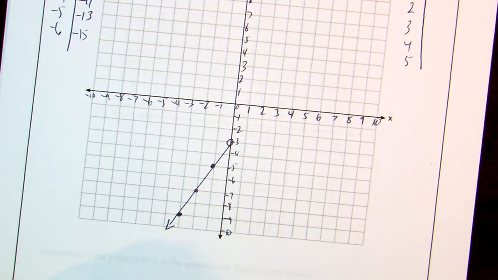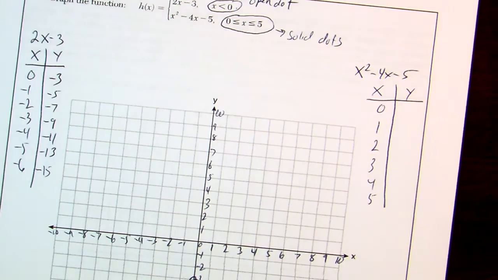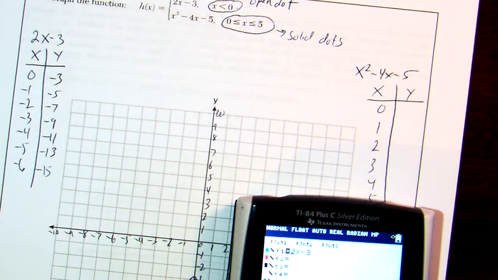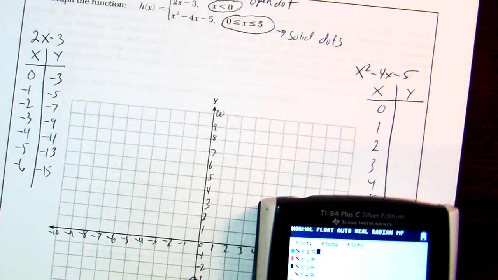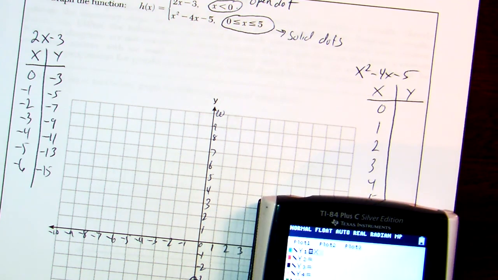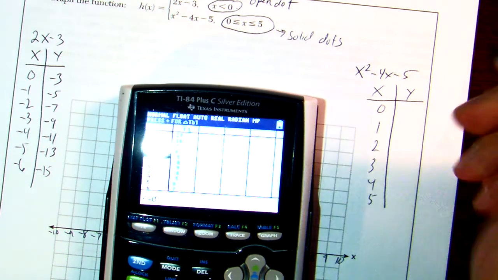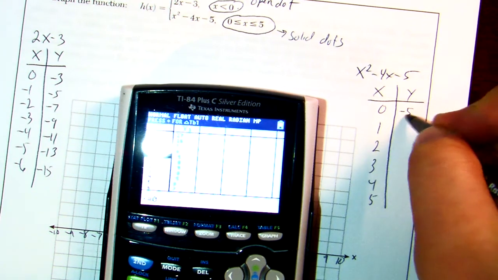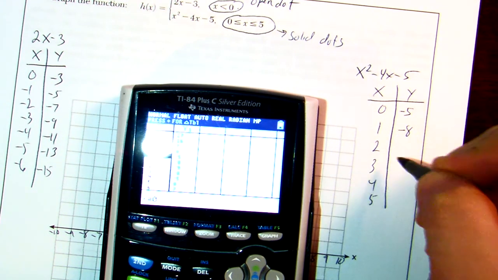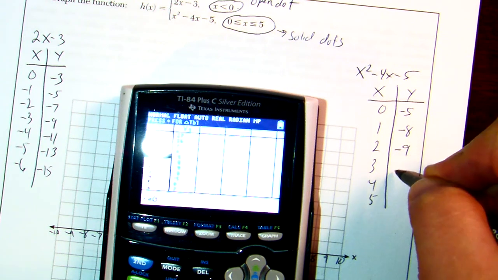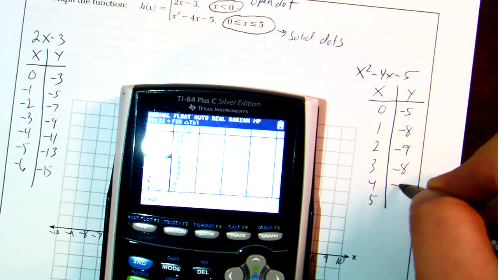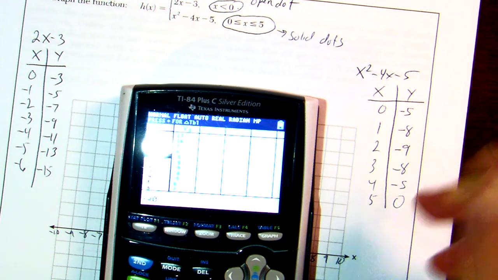Okay, the other one, let's go ahead and graph the other guy. So y equals, clear that out. We're at x squared minus 4x minus 5, second graph. We only want between 0 and 5. So at 0, we're at -5. At 1, we're at -8. At 2, we're at -9. At 3, we're at -8. At 4, we're at -5. And at 5, we are at 0.